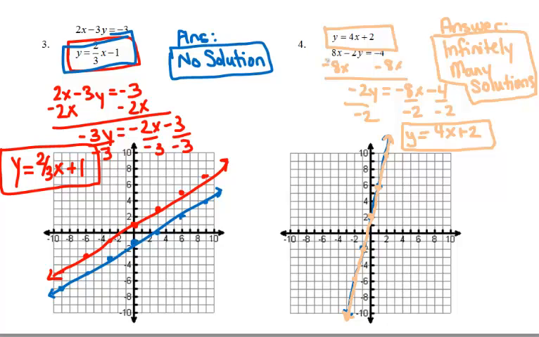So again, in summary, to graph, you want to always solve for y so that you get your equations in slope-intercept form. Start on the y-axis with your y-intercept, count your slope, and then graph both lines on the same coordinate plane. Identify the intersection if there is one and write it as an ordered pair. If there isn't, the lines are parallel and therefore there's no solution, or the lines are exactly the same and therefore it's infinitely many solutions.